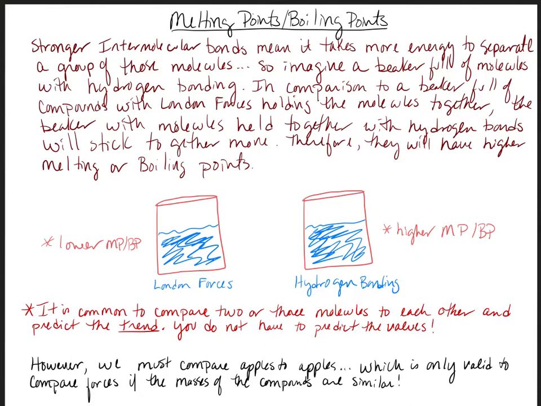So as we just discussed, melting points and boiling points are really strongly affected by intermolecular forces or intermolecular bonds. And keep in mind that this is something that's between many molecules. It's not just one molecule. We're talking about between molecules, and we're talking about intermolecular forces or intermolecular bonds. And stronger intermolecular bonds means that it takes more energy to separate those molecules.